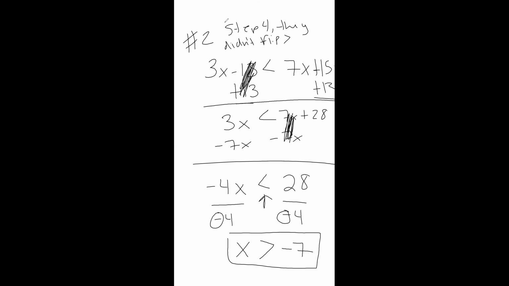Okay? Or whatever it was. It was the other way. They didn't flip the inequality. So step 4, they didn't flip the inequality. And then what's the correct answer? X is greater than negative 7.